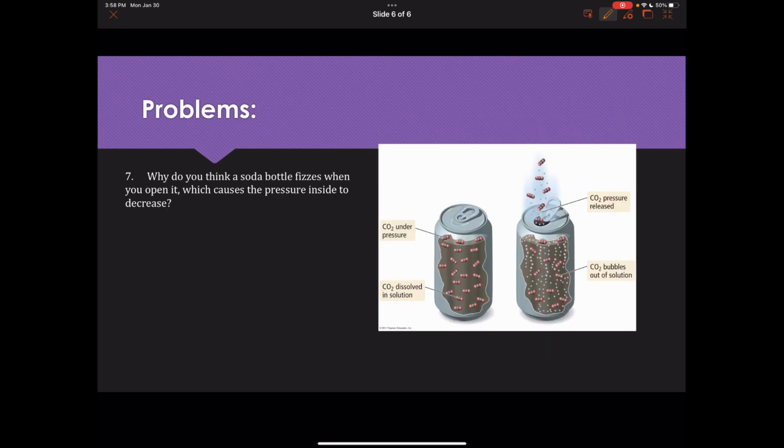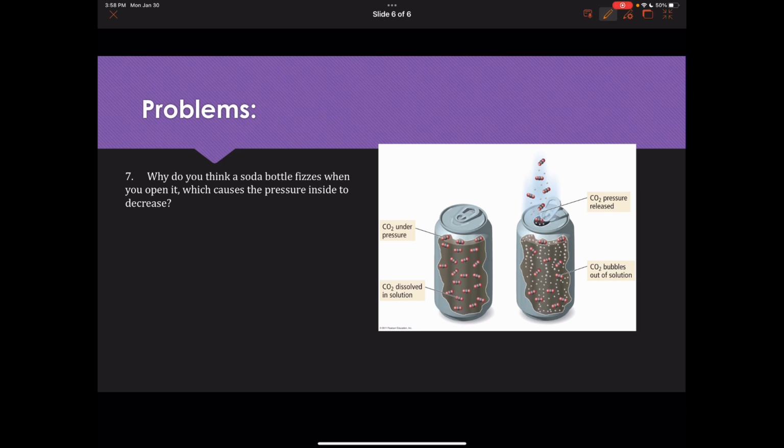And then finally, we're asked, why do we think a soda bottle fizzes when we open it, which causes the pressure inside to decrease? If we look at any bottle or can of soda, it'll have a warning that it's bottled under pressure. Now, we use that pressure to actually force carbon dioxide to dissolve in the water. It's not very soluble. But once we open that container, that allows a pathway for our gas to escape. It increases our volume, it decreases pressure.